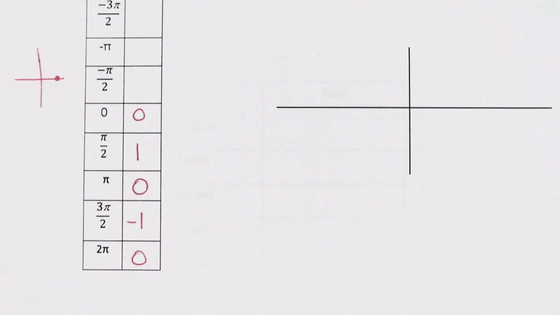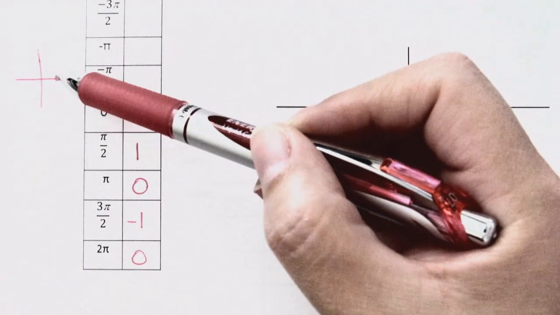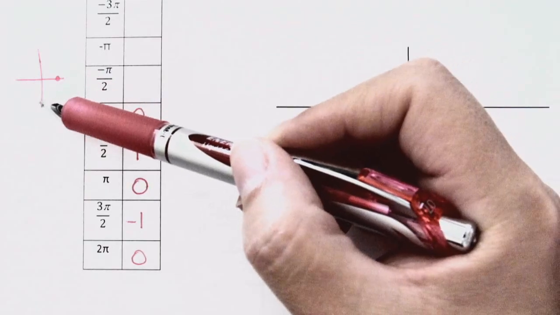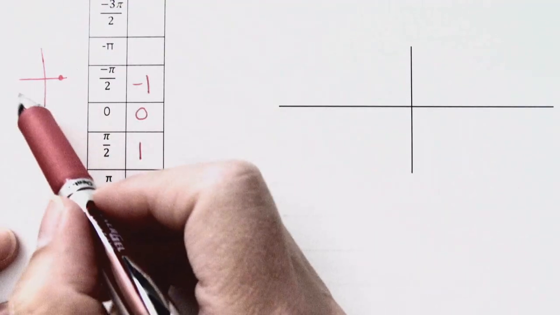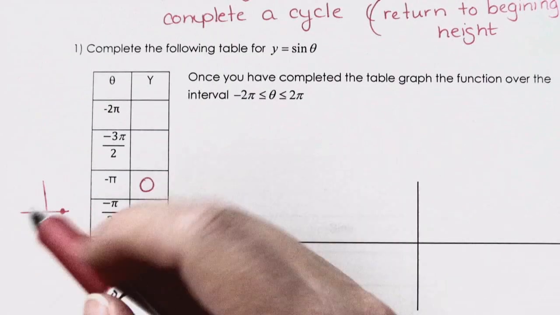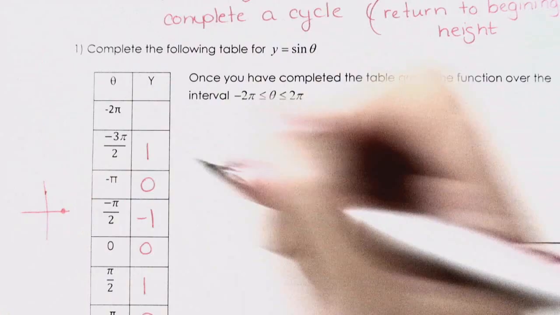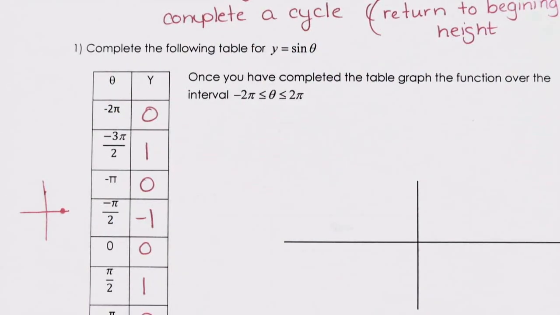Okay, now we're going to go backwards. So if we start here and we go negative pi over 2, -1. Now we're at negative pi. 0. Negative 3 pi over 2. 1. And negative 2 pi? 0. Oh, so proud of you guys. So there's your knowledge of the unit circle. That's pretty exciting. Proud of you.